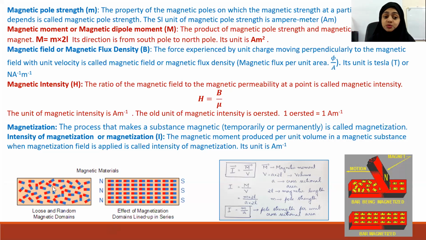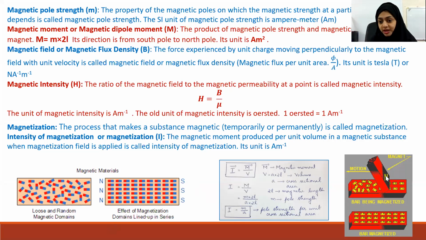All these atoms which are randomly oriented, or most of them, will get aligned. So one end will become north pole and the other end will become south pole, and it can act as a magnet. So this is the magnetization process.